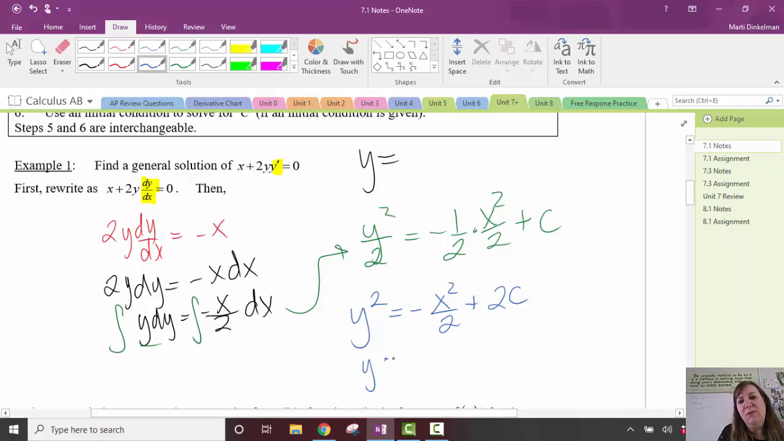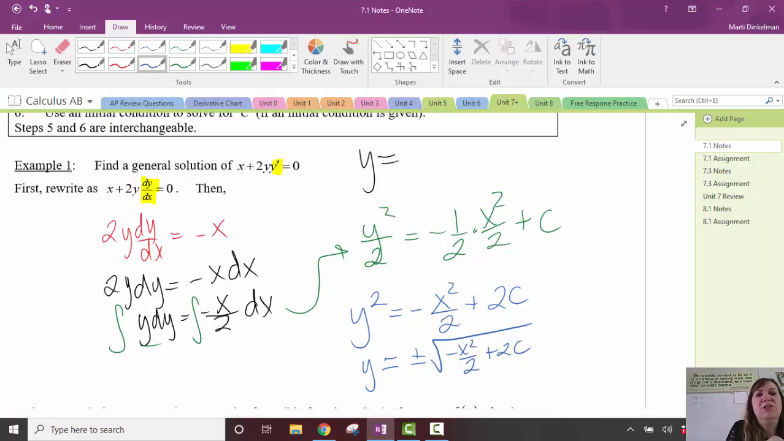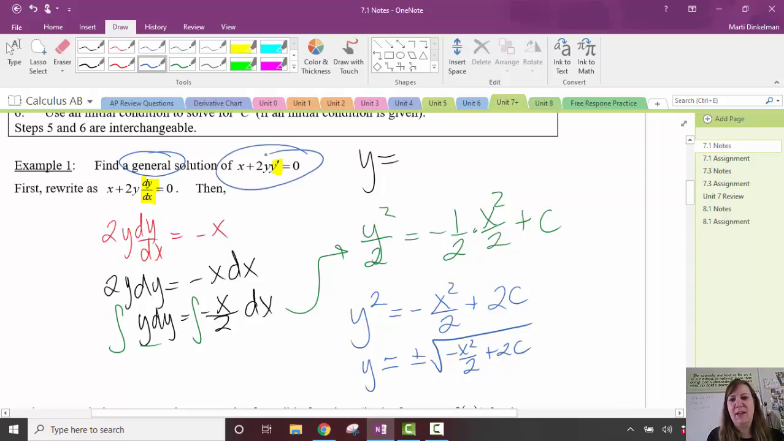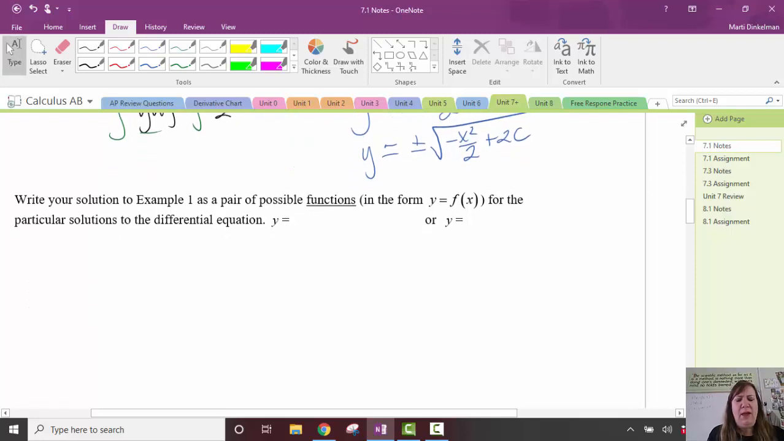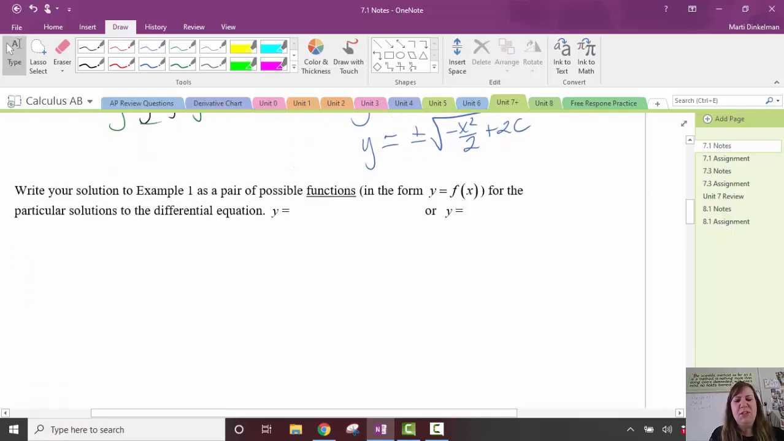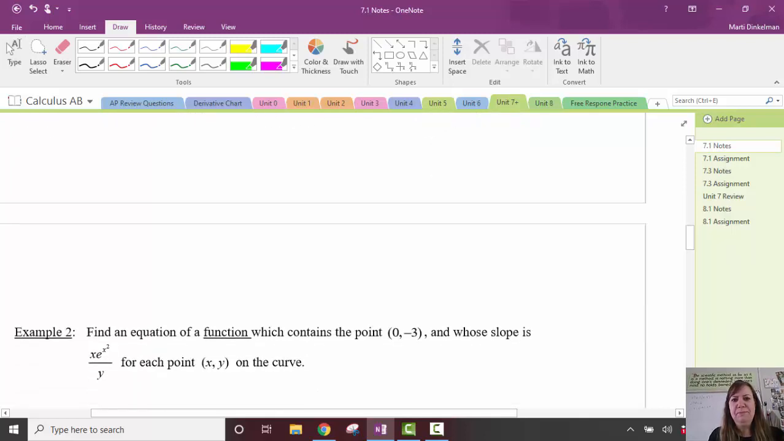Okay, so next we're going to square root both sides. So what that means is we really have plus and minus, or positive and negative, square root of that stuff. Now there will be some information later about how we can decide whether it's the plus or minus, but right now we're just doing what's called the general solution. So what we're saying is that if this was the original equation, it fits this kind of equation that they gave us earlier. Okay, so again, it's a pair of possible functions. One's a positive, one's a negative in there.